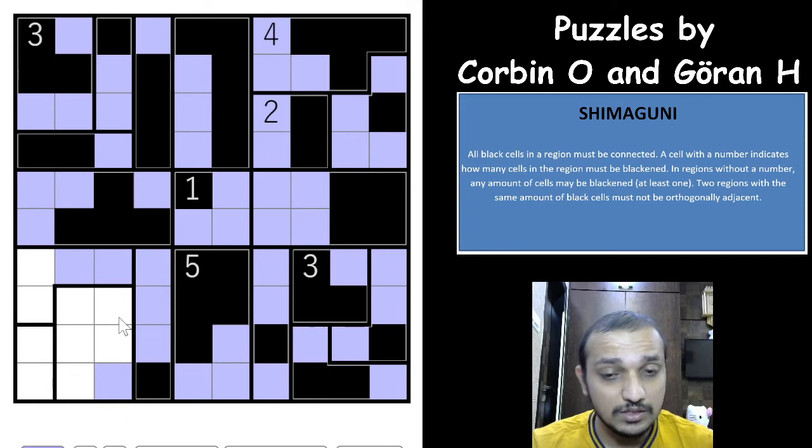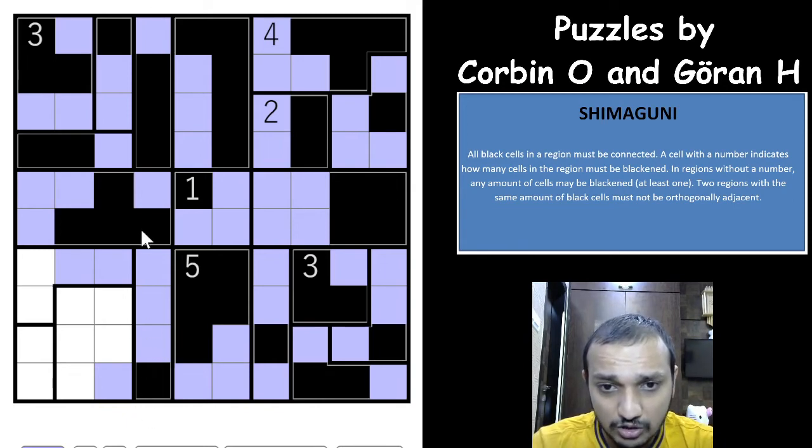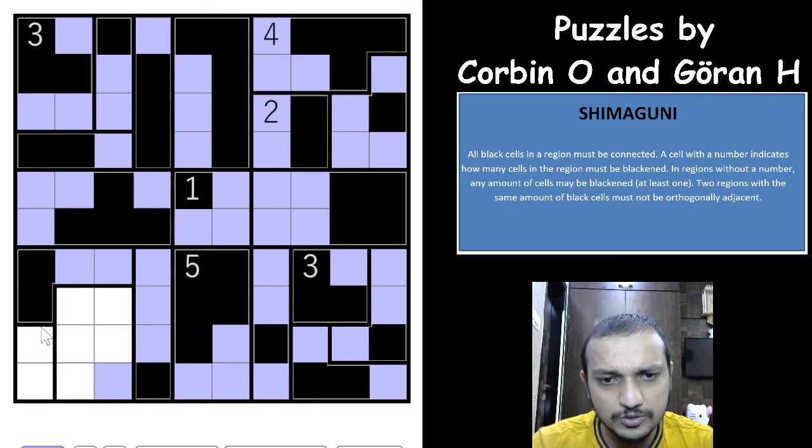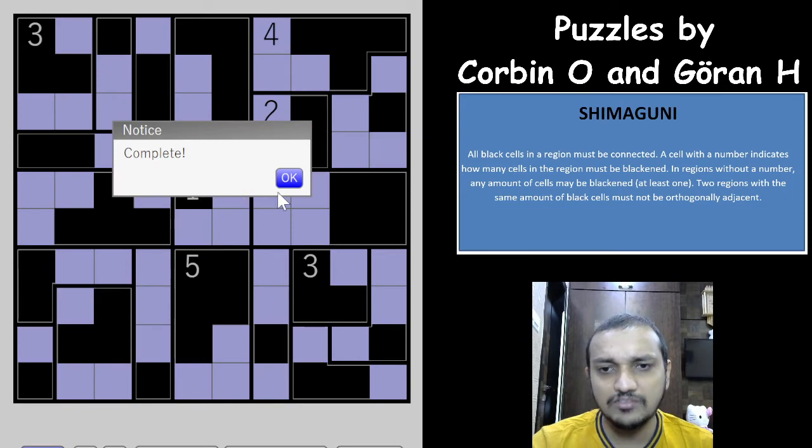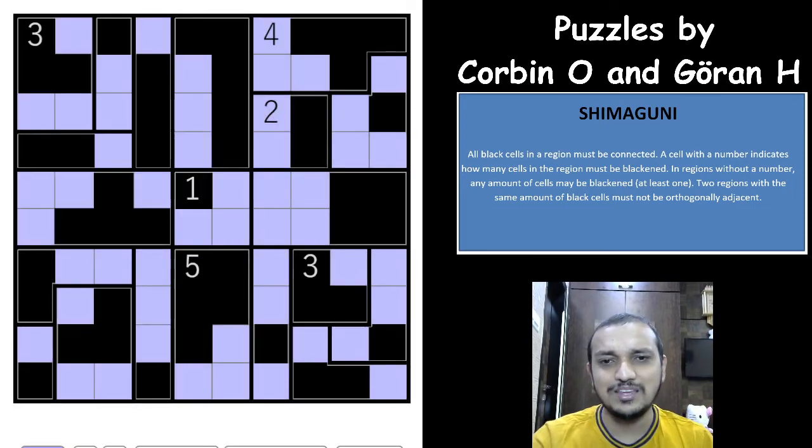Oh, sorry, that is an easy logic here. You already have one cell shaded in this region, so this region cannot have one cell shaded. Both the cells would have to be shaded in this region. One cell in this region and 3 cells in this region, right? And with that we complete this gorgeous puzzle by Corbin.